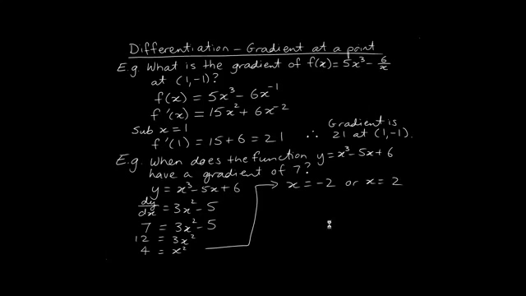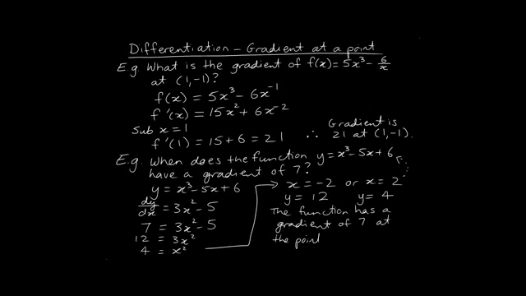Now let's see, when x equals negative 2, substituting back into the original function, y would have to be equal to 12, and when x is equal to 2, substituting into my original function, y would have to equal 4, which means that the function has a gradient of 7 at the points -2, 12 and 2, 4.